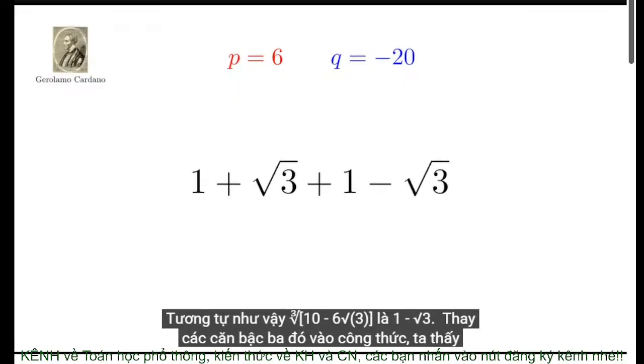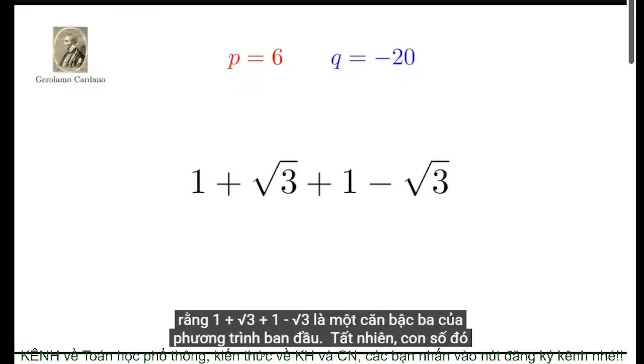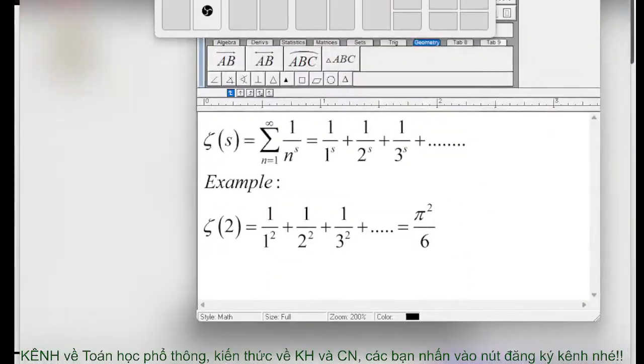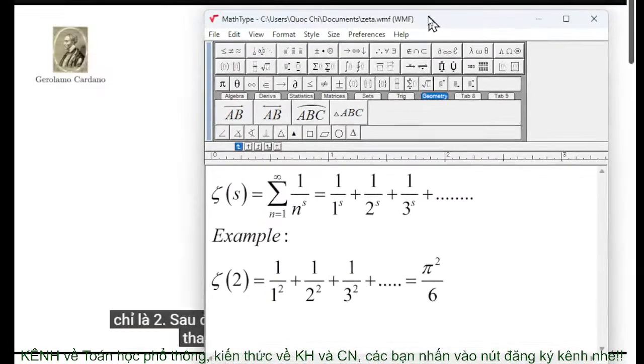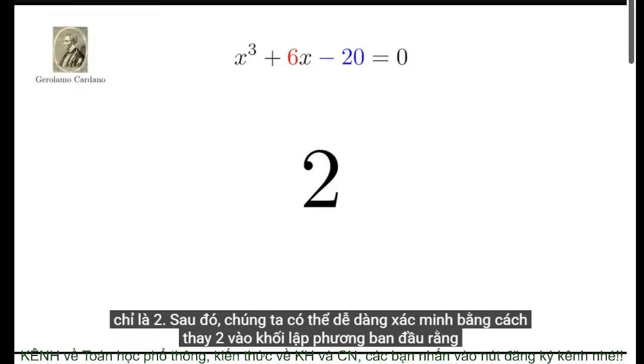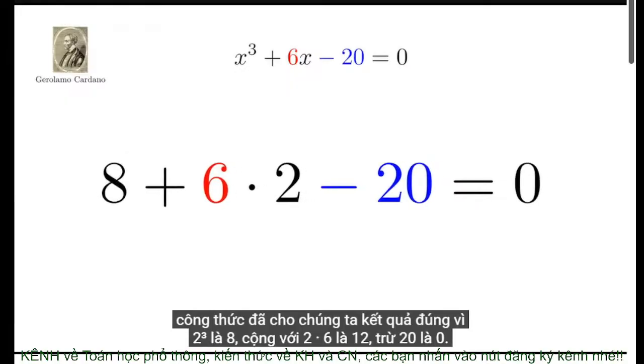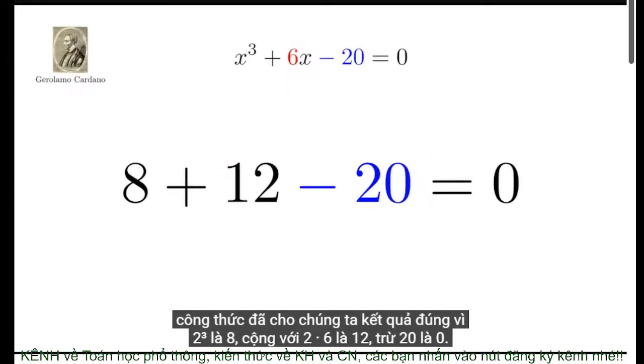Plugging those cube roots into our formula, we find that 1 plus the square root of 3 plus 1 minus the square root of 3 is a root of our original cubic. That number, of course, is just 2. It's then easy for us to verify, by plugging 2 into the original cubic, that the formula gave us something correct, because 2 cubed is 8, plus 2 times 6 is 12, minus 20 is 0.